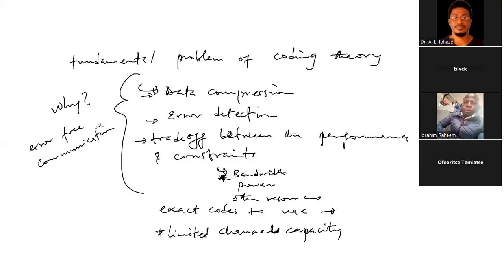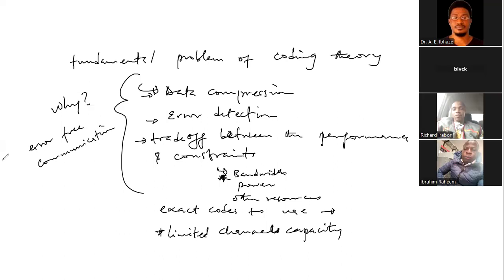Why are we bothered about data compression? Why are we bothered about error detection? Because at the point of decoding what we have encoded, it should be error-free. Does that make sense? Yes, sir.